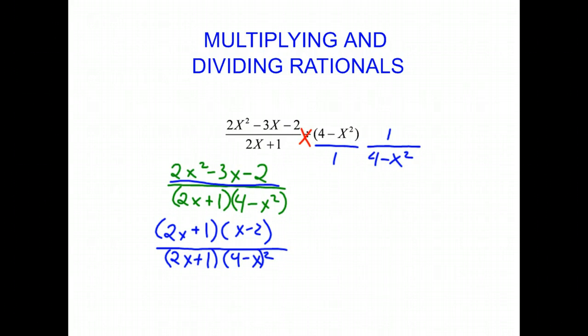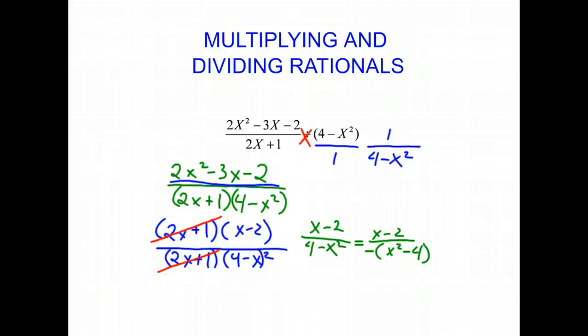Alright, now we can see that we can cancel some stuff. So the 2x plus 1 is going to cancel with the 2x plus 1. So now we only have x minus 2 over 4 minus x squared. First, before I factor the bottom, I'm going to pull out a negative because it makes it easier. So the numerator does not change. The denominator, we're going to factor out that negative. So it's going to look like negative on the outside and just x squared minus 4 now. So we just change the signs when we factor out a negative.